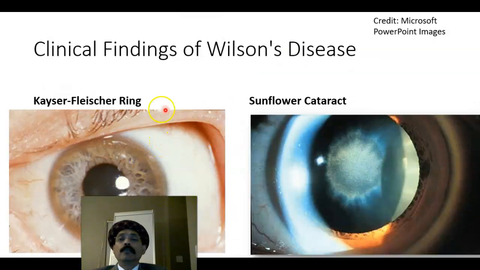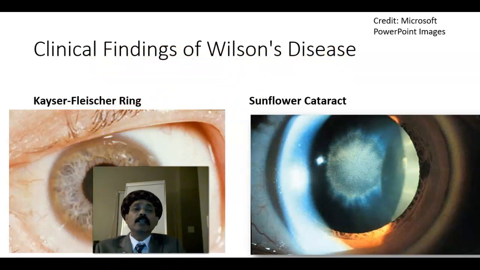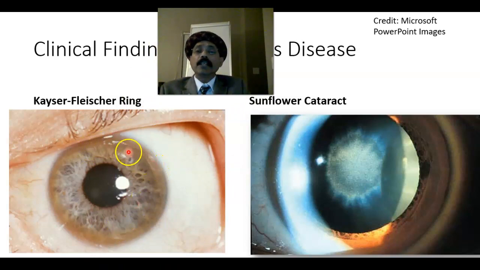Okay. If we continue with the clinical findings of Wilson disease, this is very important. We never miss this part. This is the Kayser-Fleischer ring. It is in the cornea, in the Descemet's membrane, near the sclerocorneal junction. This is the sclera, and this is the cornea at the sclerocorneal junction. This is the Kayser-Fleischer ring. This is very much diagnostic for Wilson disease or hepatolenticular degeneration.